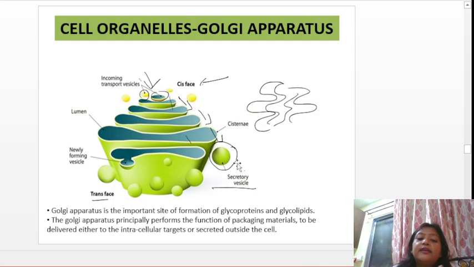So in today's class, we talked about the Golgi apparatus. In the next class, we'll be covering the rest of the organelles. I hope you've understood today's class.